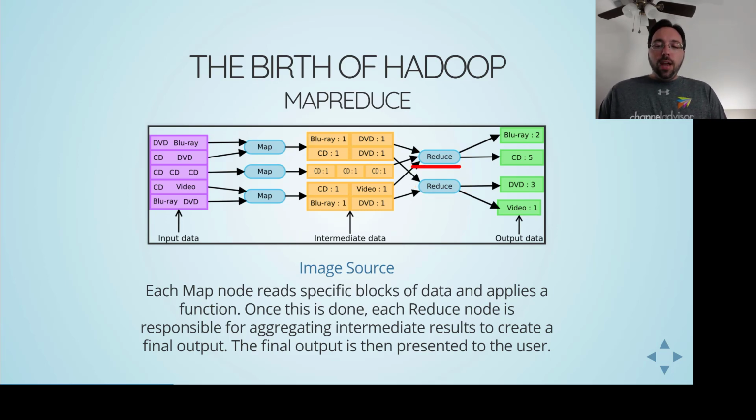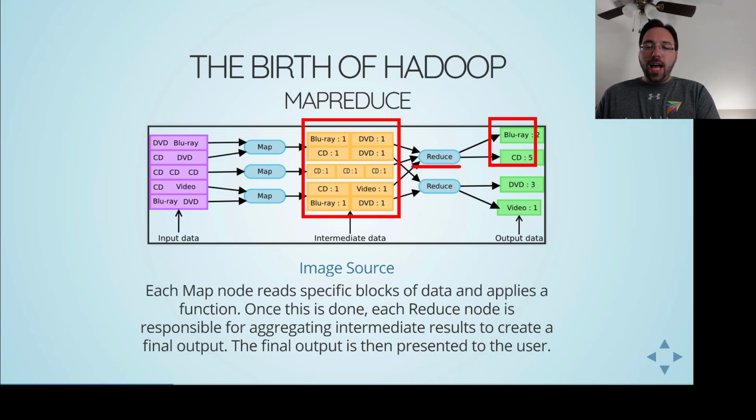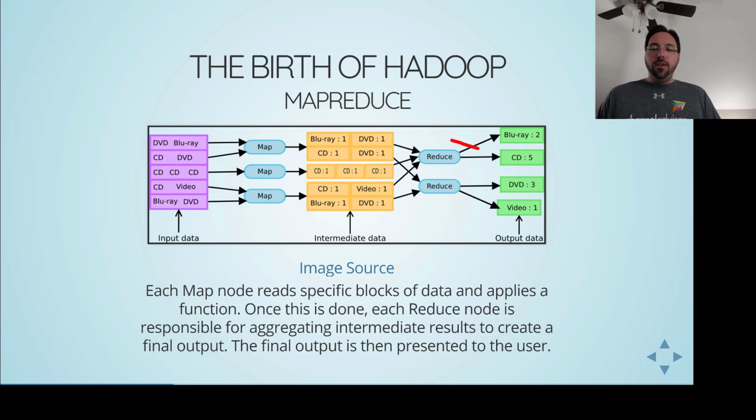Here, the name node will pass along to the first reducer the terms Blu-ray and CD. So the reducer is responsible for running this reducer code against Blu-ray and CD records. And that's across the entirety of this intermediate data. Now mind you, this reducer node might be the same as one of these map nodes, or it could be a totally different server. It depends on a number of factors, including how well loaded down these servers are.